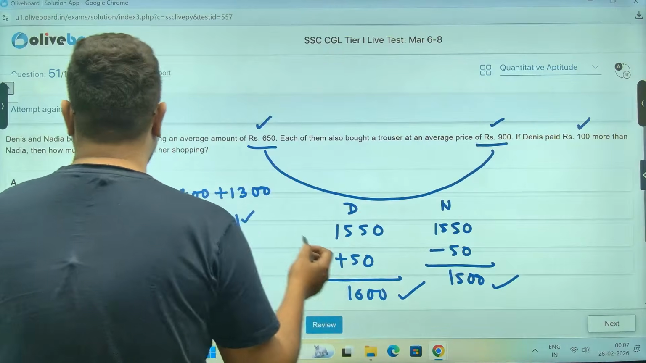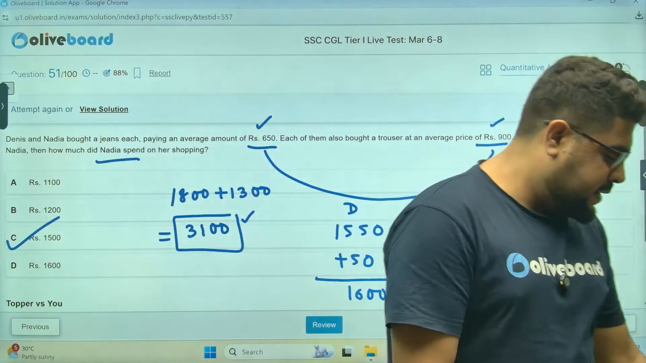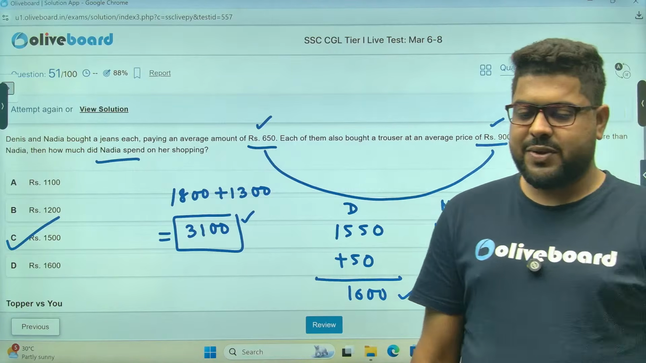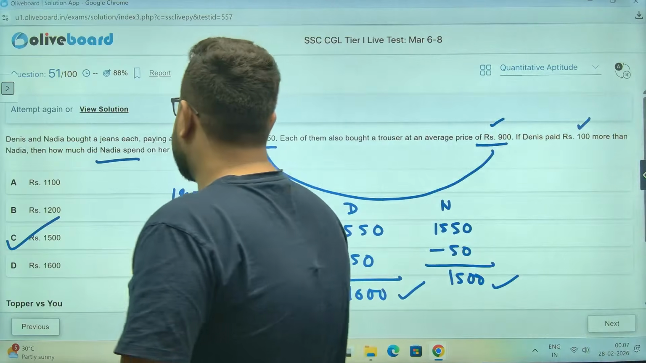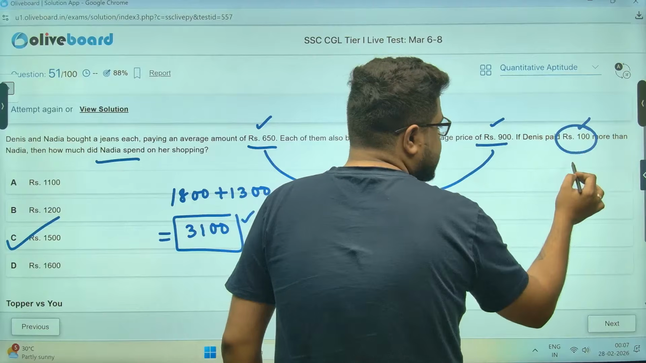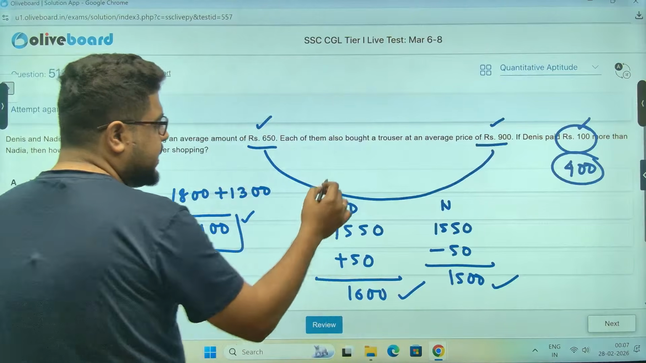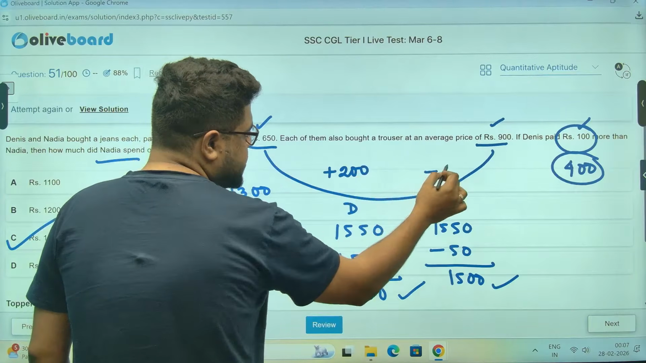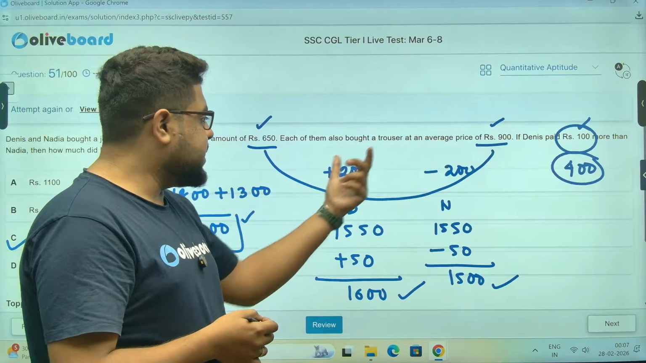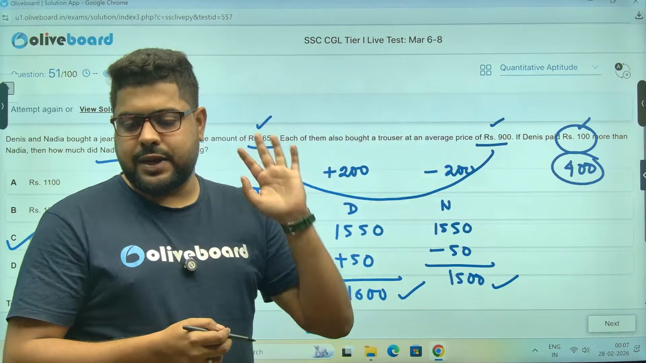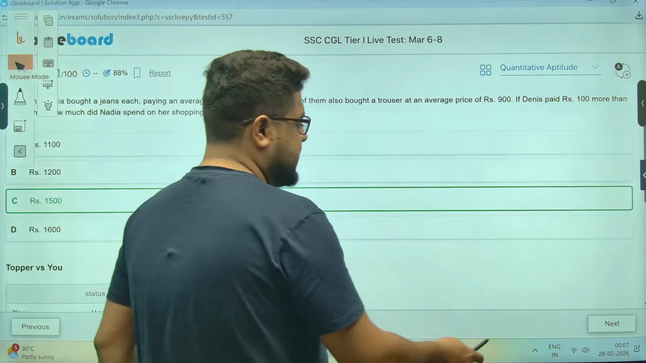Now, who are they asking about? Nadia's. So 1500 will be the answer, Option C. As simple as that. Now, if they had told us Dennis has paid 400 more, we would have done plus 200 here and minus 200 here, because half of 400 is 200. That is the best way to divide. Clear, everyone? Moving on. Next question.